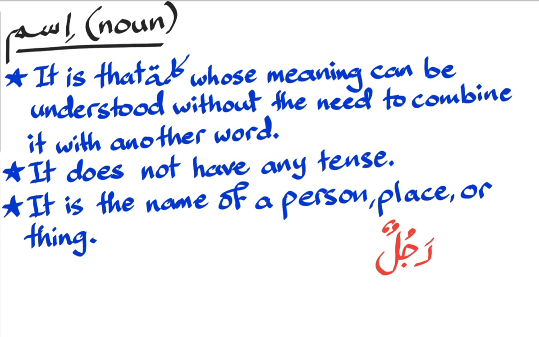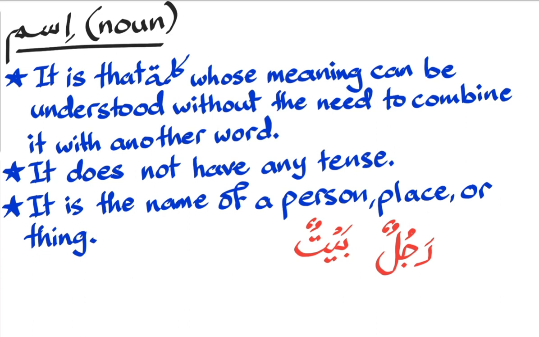The third thing is it is the name of a person. Rajulun means man, which is the name of a person. Or let's take, for example, baytun. Baytun means house. Same thing here. In order to understand the word bayt, you do not need to combine it with another word. Also, it does not have any tense, and it is also the name of a place or thing.